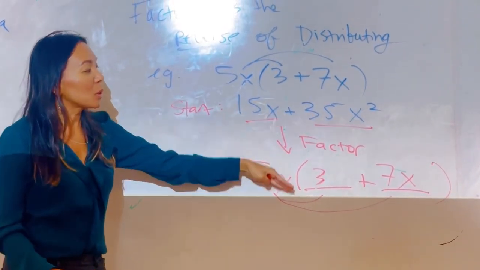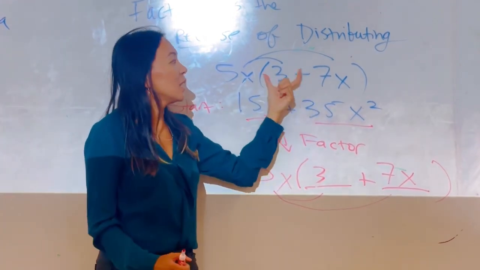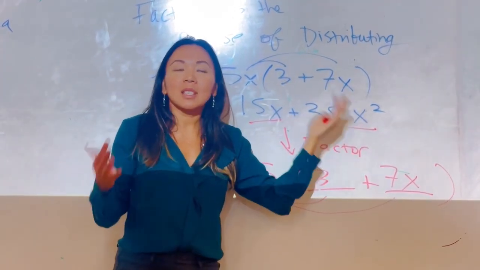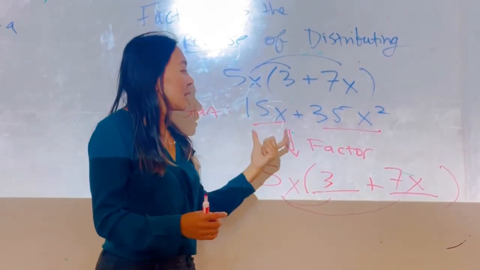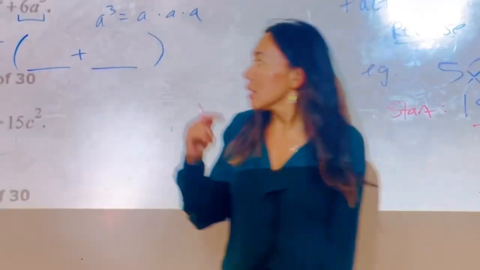So factoring is really just the reverse of distribution. Instead of getting rid of parentheses, you're creating parentheses. You're creating things to multiply by. These are called factors.